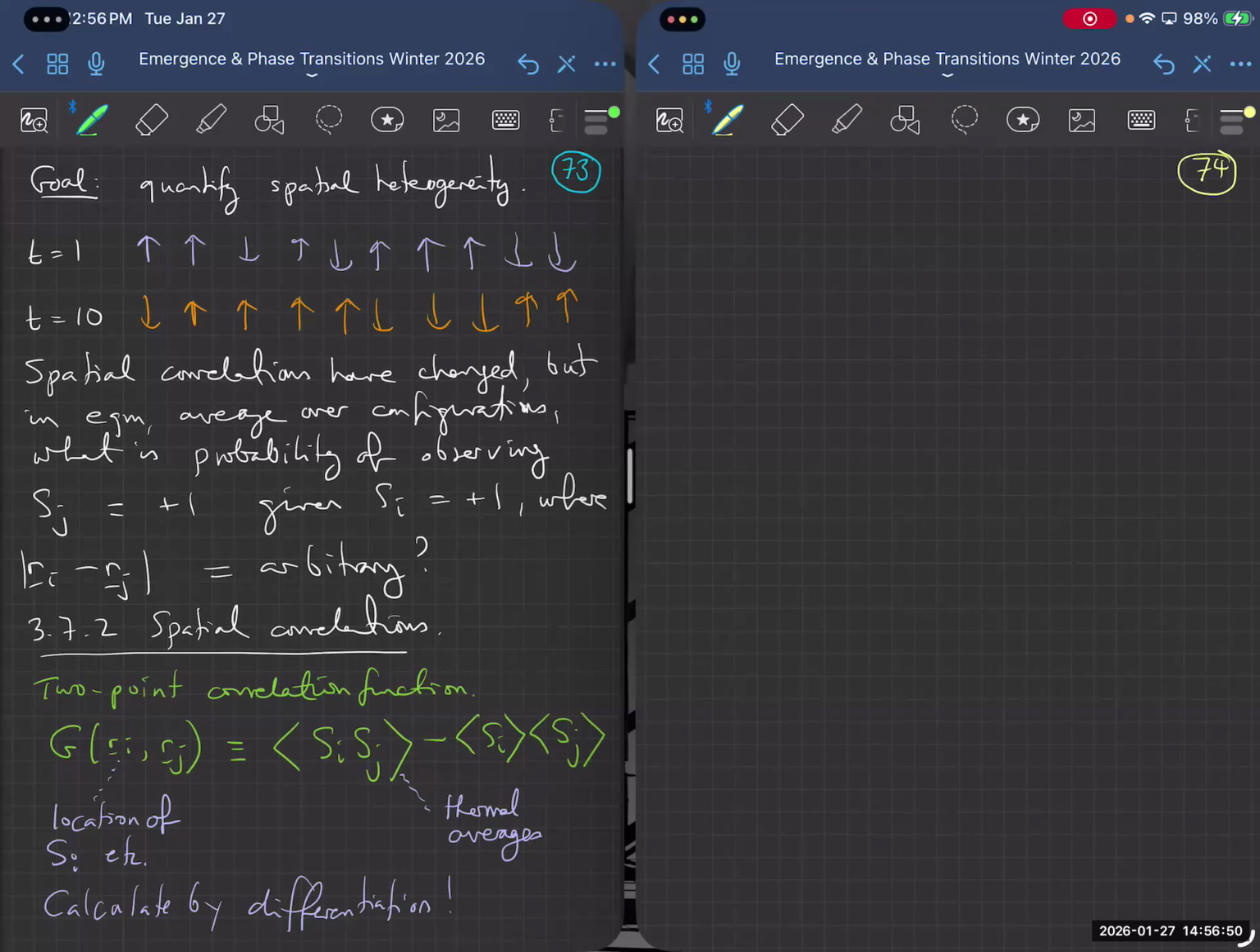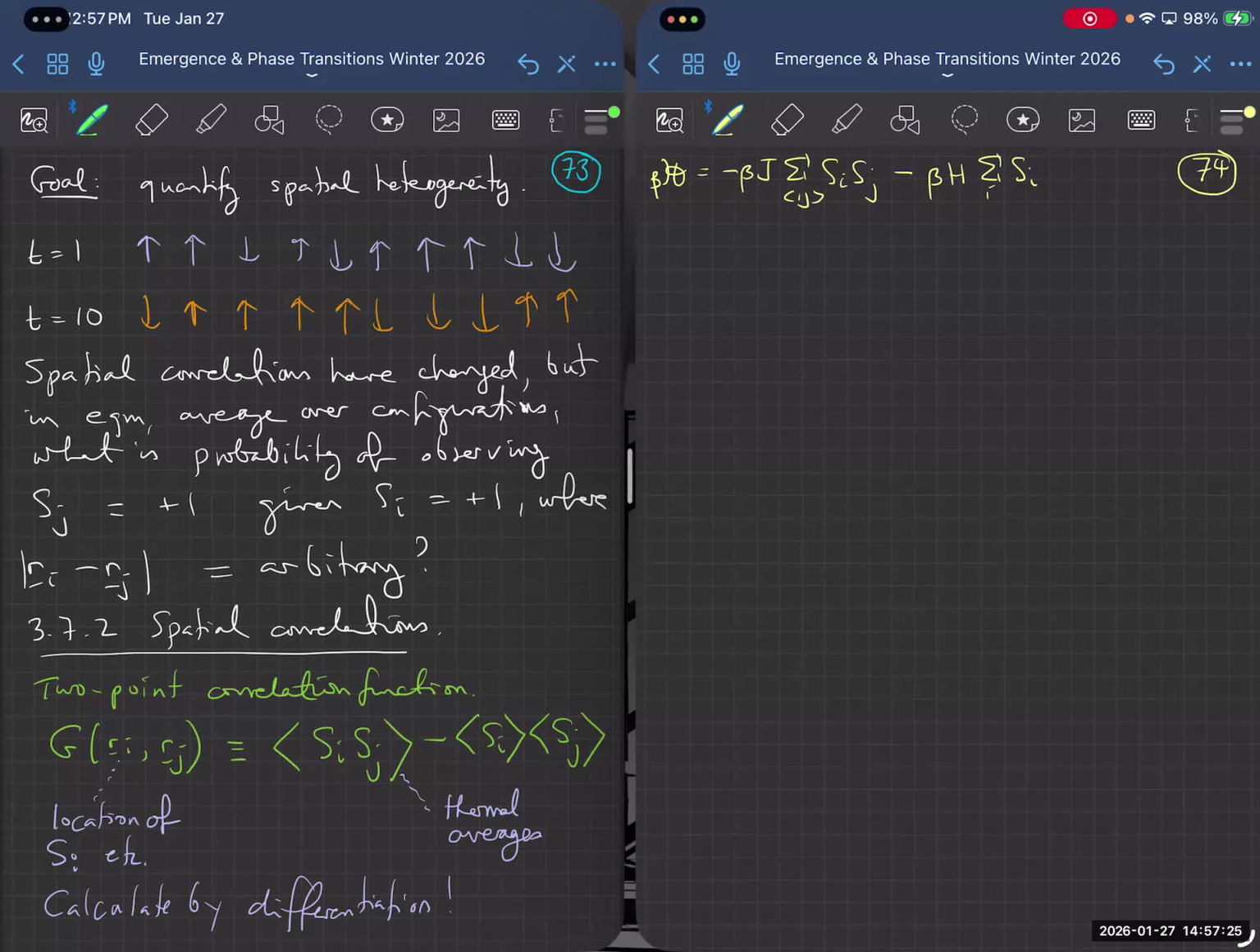So let's first of all start off by writing down our Hamiltonian. So our Hamiltonian is minus beta J sum over nearest neighbors S_i S_j, minus beta h sum over i S_i. So that's our Ising model Hamiltonian, and I've written it down as e to the minus beta H.